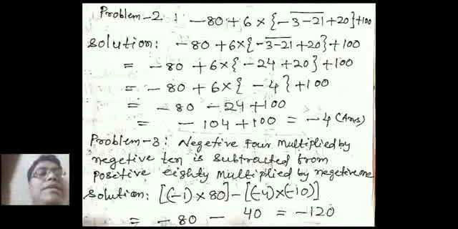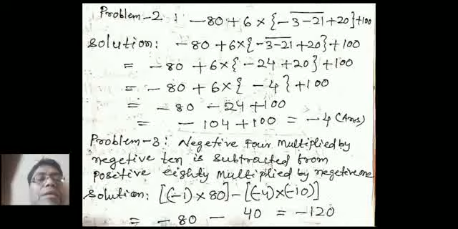So minus 80 plus 6 into the curly bracket, you see, minus 24 plus 20 becomes minus 4, plus 100. Now if you simplify the bracket with 6 multiplied, it becomes minus 24. So you obtain minus 80 minus 24 plus 100. Adding both negative numbers, we are getting 104, and plus 100, so this is equal to minus 4. So the answer is minus 4.